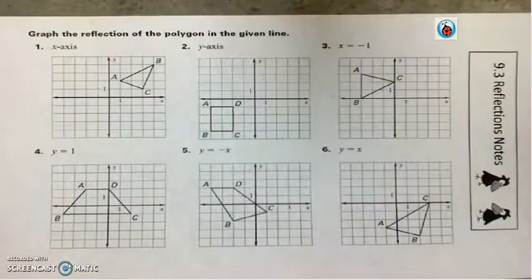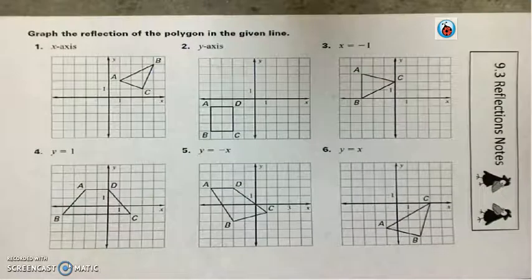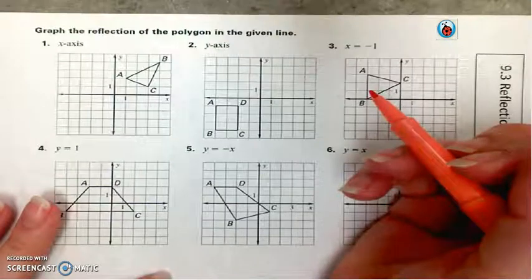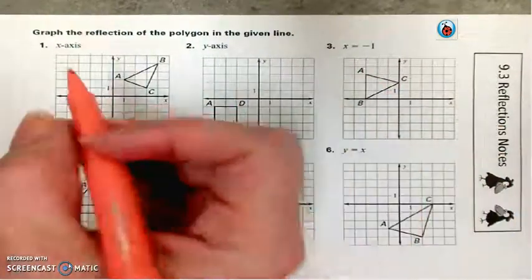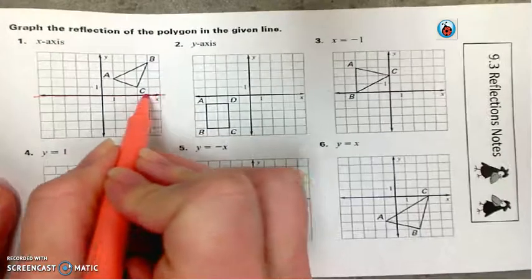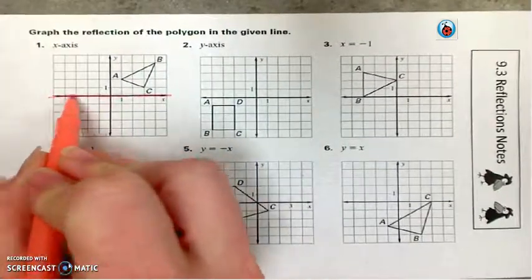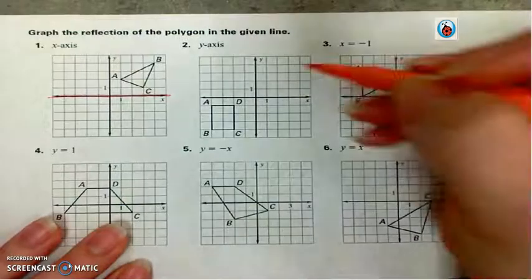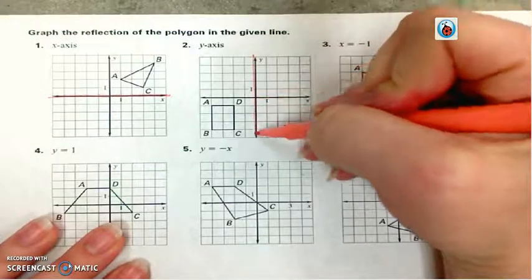So the first thing to know is, where are you going to fold the paper? Each one has a different fold line, so let's just draw in the fold line. On number 1, we're going to use the x-axis as our folding line, so maybe just trace that out so you remember that. The second one we're going to fold on the y-axis.